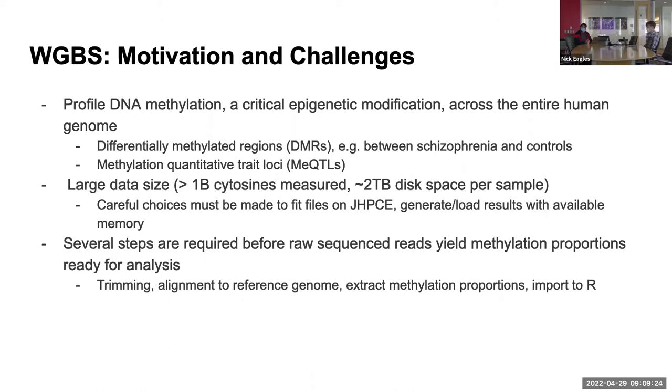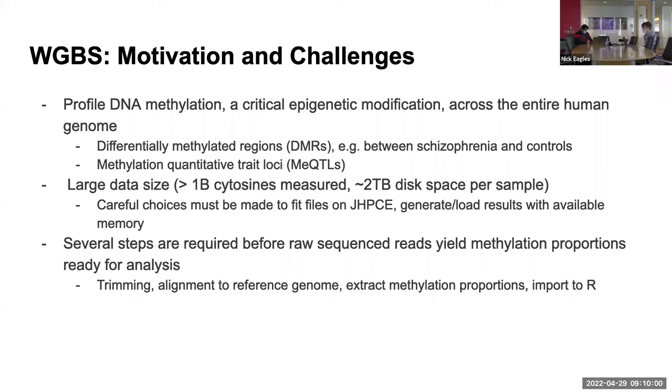So with bisulfite sequencing, I guess a little background. You treat DNA with bisulfite, which converts unmethylated cytosines into thymines. And so the cytosines that remain when you handle things computationally, you can infer that they were methylated. So that's a way to measure where methylation occurs in the genome. And with WGBS, you can do it across the entire human genome.